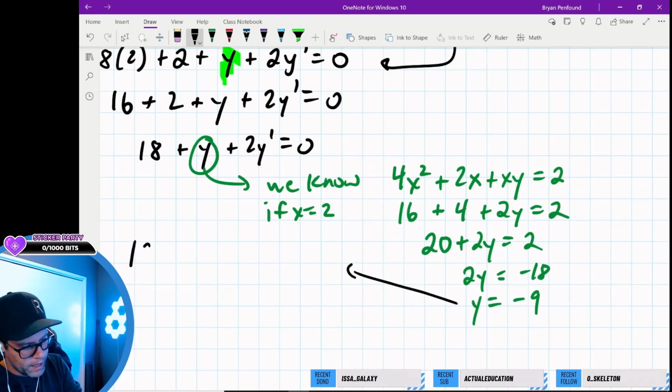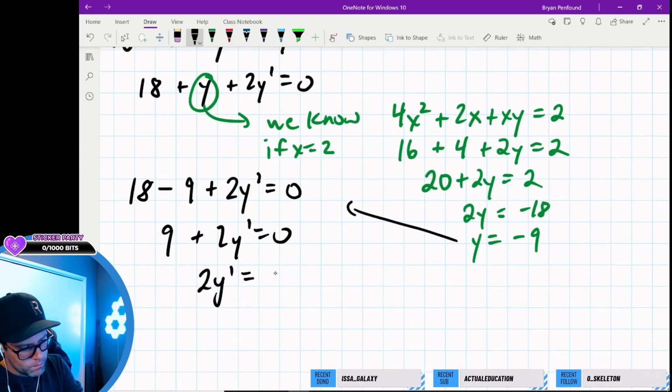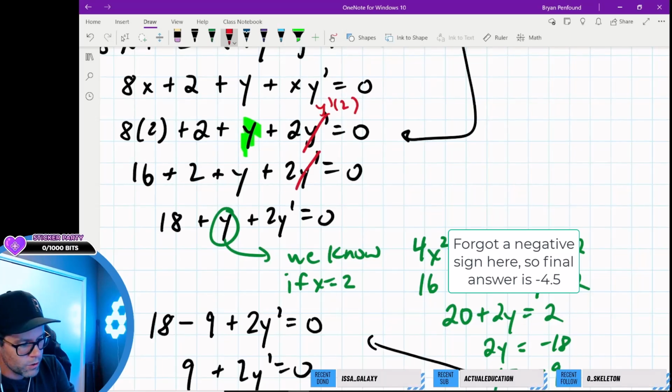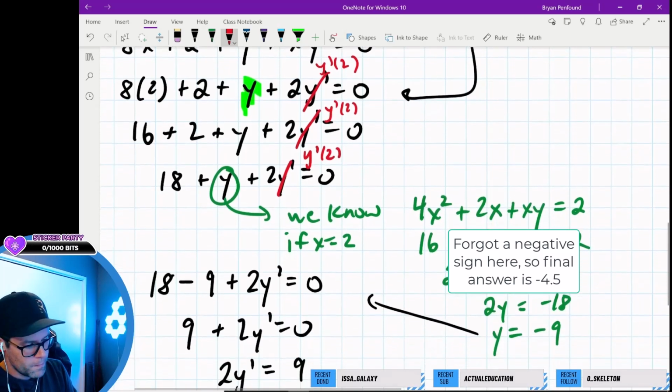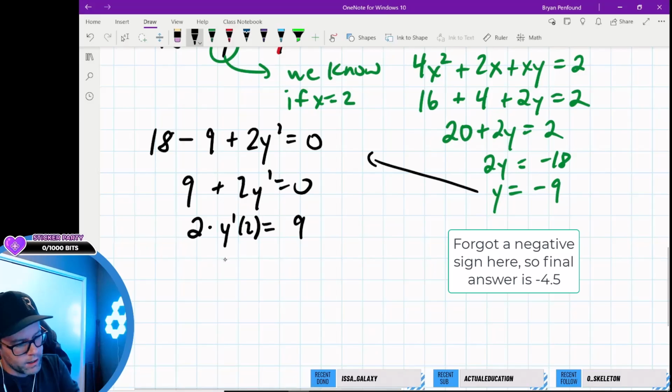So if we sub that back in, we'll get 18 take 9 plus 2y prime is equal to 0. 18 take 9 is 9. And maybe I should be a little bit careful about my notation here. Technically, as soon as we have subbed x equals 2, this is technically now y prime at 2, isn't it? So technically, these are now y primes evaluated at 2. So what I really have way down here is 2 times y prime at 2 should be 9. So I know that y prime at 2 should be 9 over 2, or 4.5.